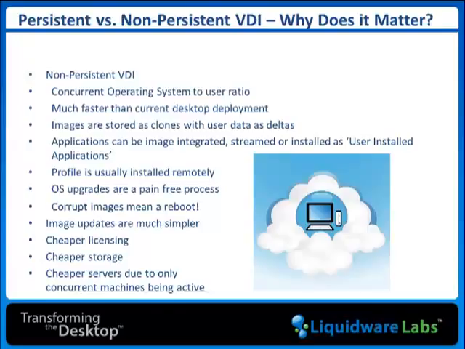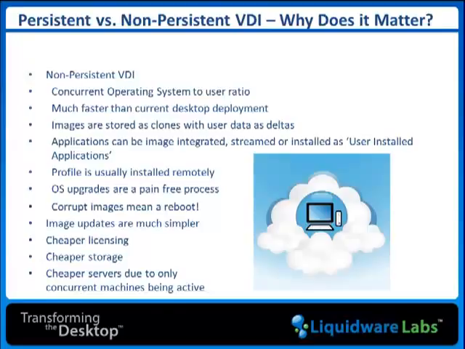And as a result, the environment is much, much faster. So that gives us a much faster deployment than current desktop deployment, because deploying new images is simply as fast as logging off and logging into that new image. It should really be that quick and that simple. Images are generally stored as clones with user data as deltas, and this is the case for any of the hypervisors. This is what we're talking about.